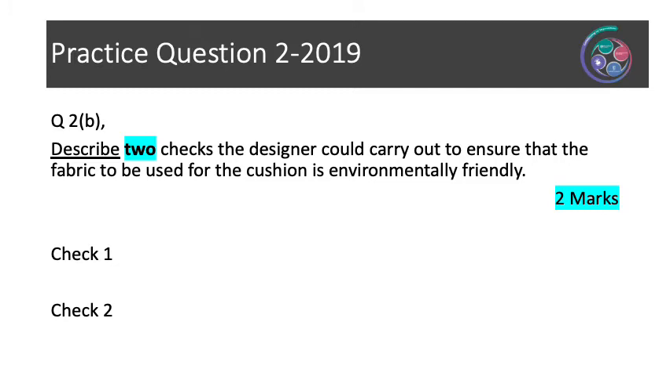So for the practice question, describe was the keyword, the command word. There are 2 marks available for this, and we can see that it is asking for 2 checks that the designer could carry out to ensure that the fabric to be used for the cushion is environmentally friendly. In the paper, it says check 1 and check 2, so it has given you space to put your answers in.